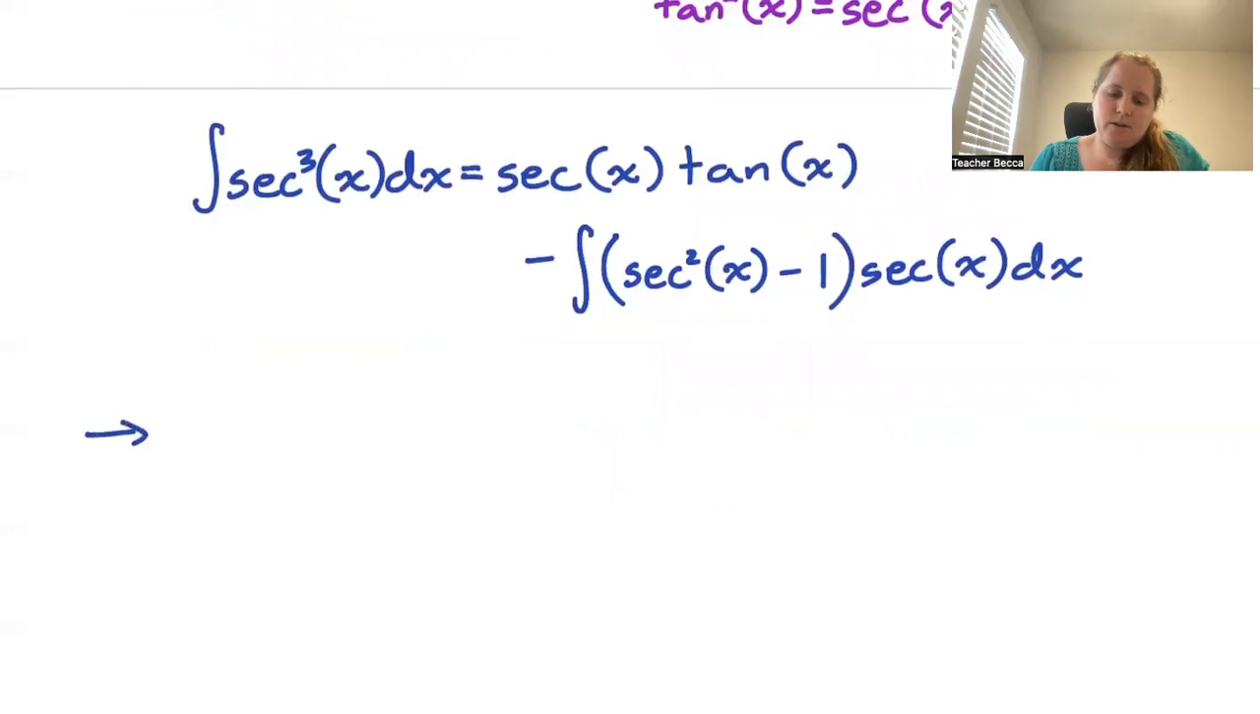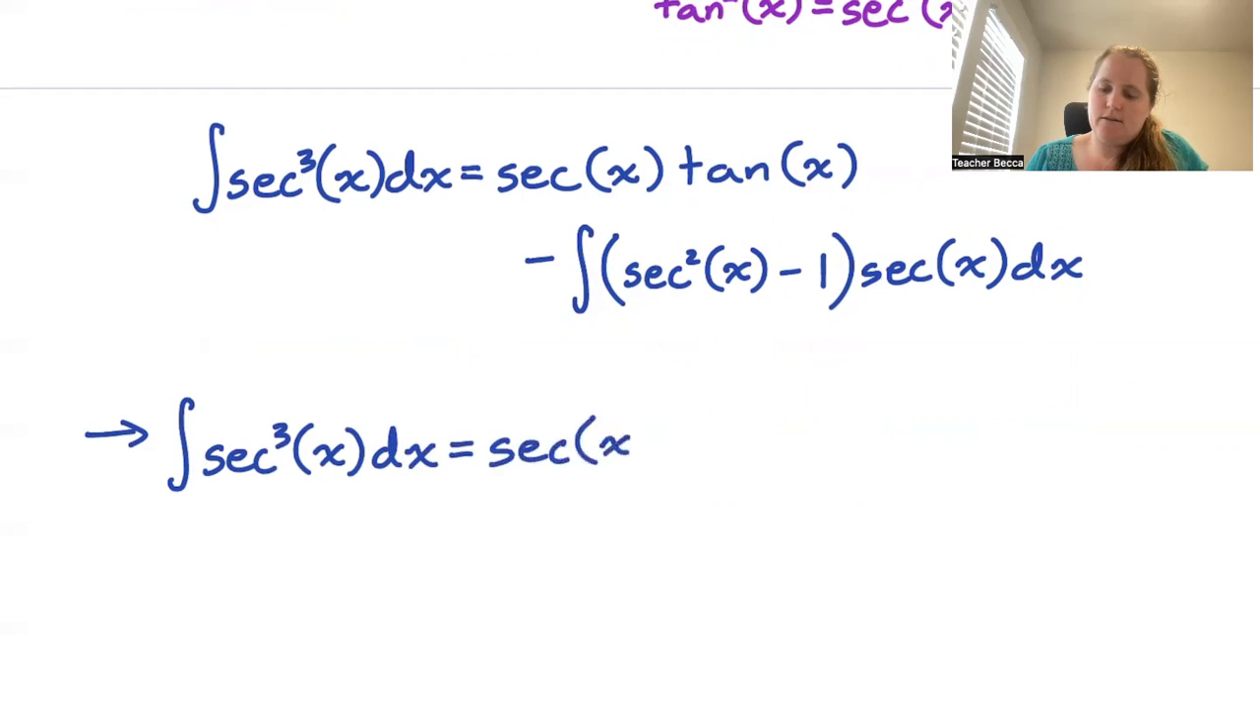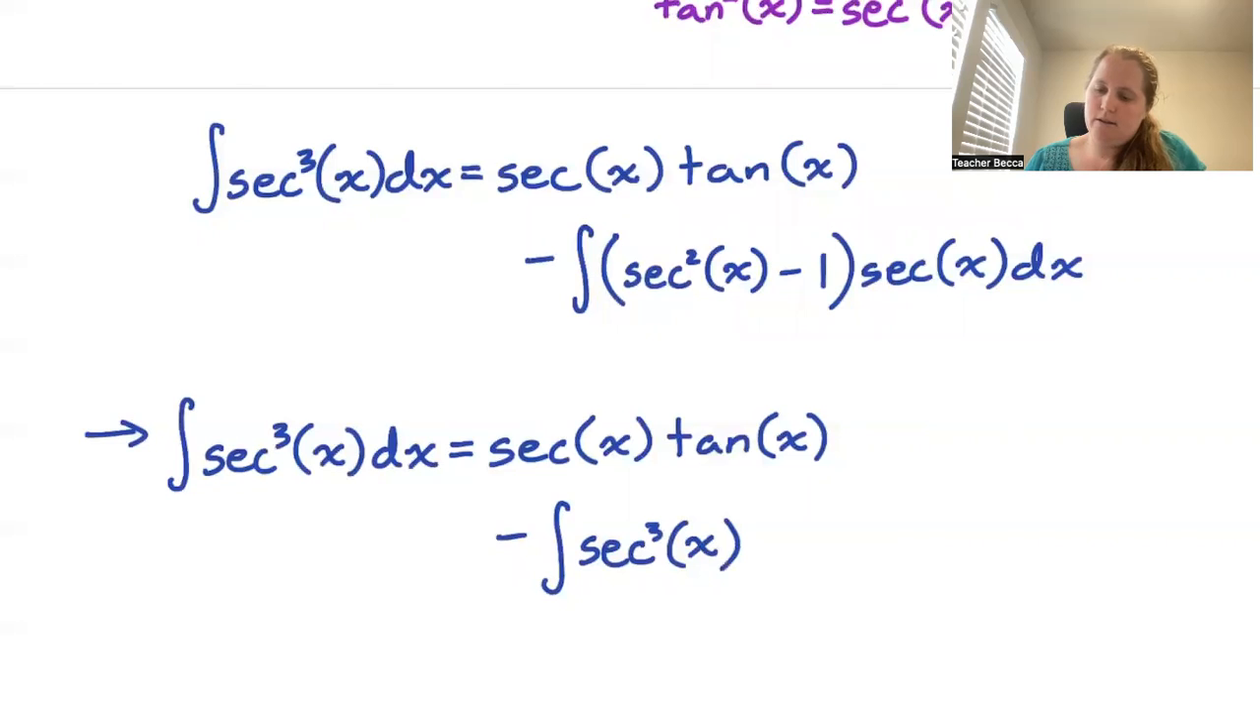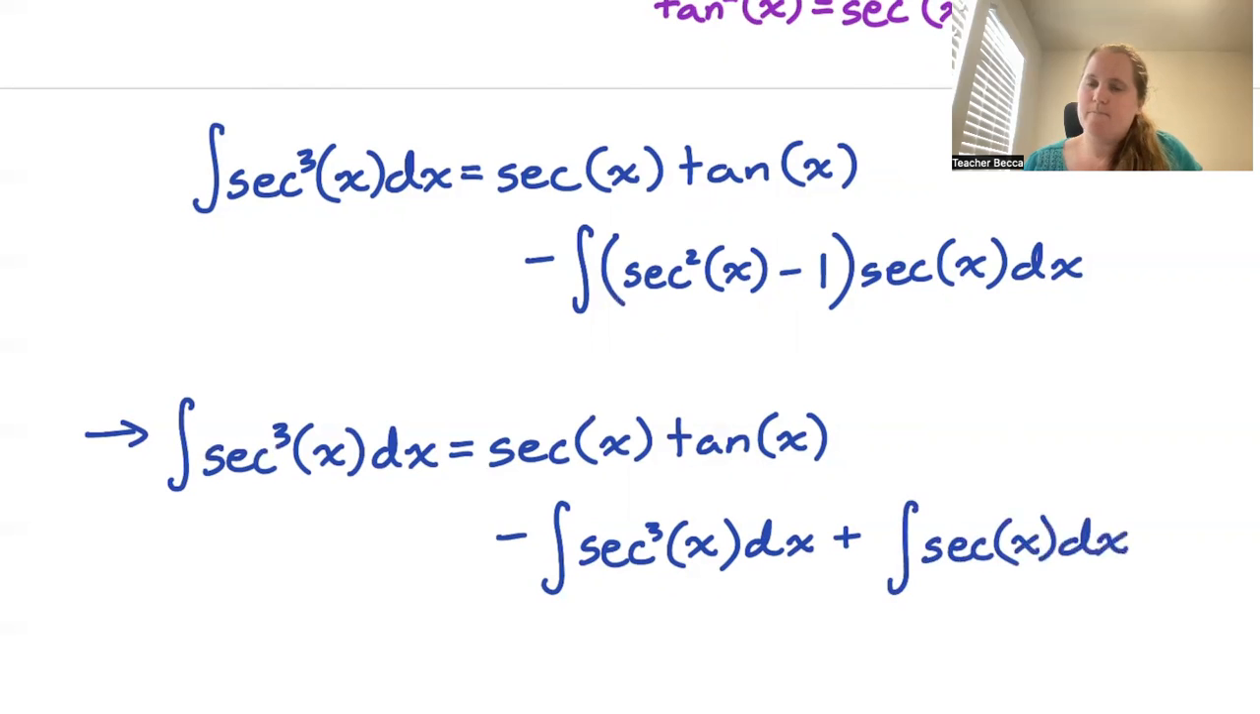And this becomes the integral of secant cubed of x dx is equal to secant of x times tangent of x minus the integral of secant cubed of x dx plus the integral of secant of x dx. So that's multiplying in our secant and then splitting into our two separate integrals.